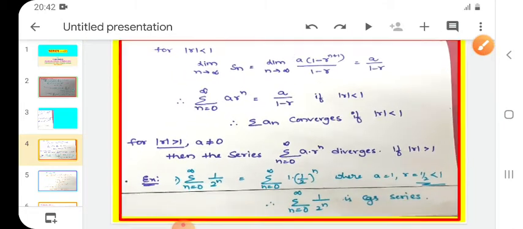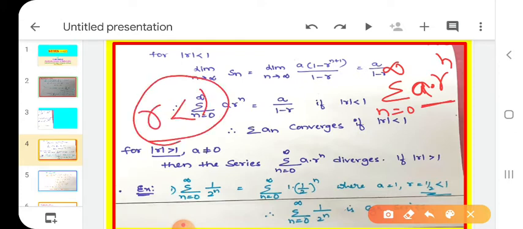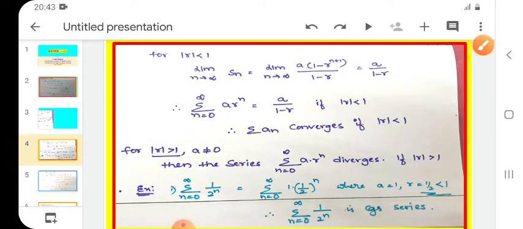This is geometric series. The given series of the form summation n equals 0 to infinity a into r power n is called geometric series. If the series is in this form, how can you find whether this series is convergent or not? If mod r is less than 1, we write the given series is convergent. If mod r is greater than 1, the given series is divergent. Just it. First we find what is a, what is r in that given series. After that we compare the value of r with 1. If less than 1, it is convergent. If it is greater than 1, it is divergent.